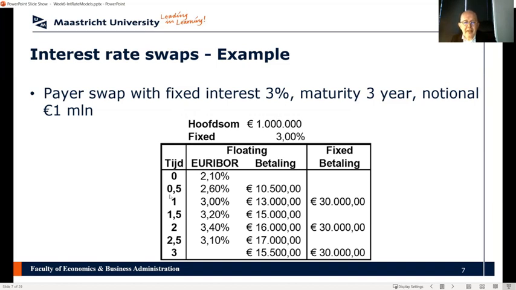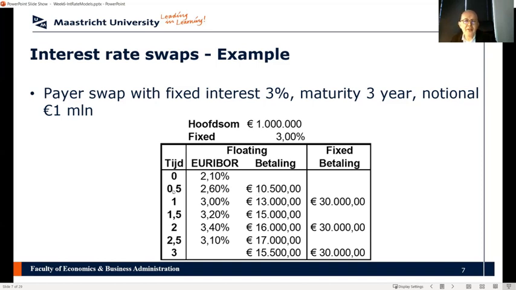And then half a year later, it is a payer swap from my perspective. So after half a year, I am receiving €10,500. Why 10,500? Well, this is a 2.10% interest rate, which is quoted on a per annum basis, but it is a half year, or a 6-month interest rate. So I'm only receiving half of 2.10% times 1 million, and that's 10,500.